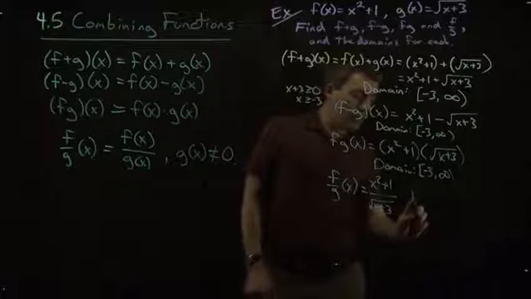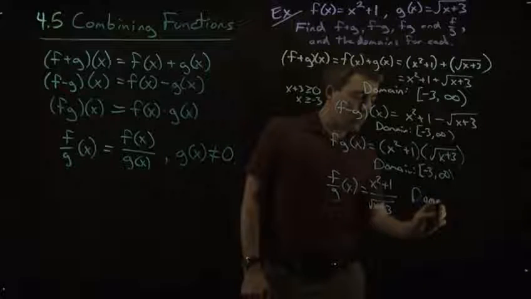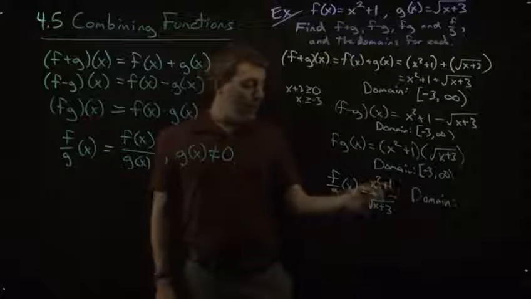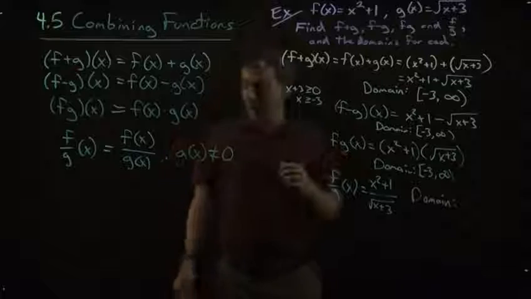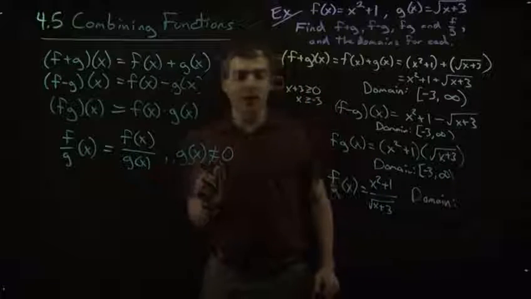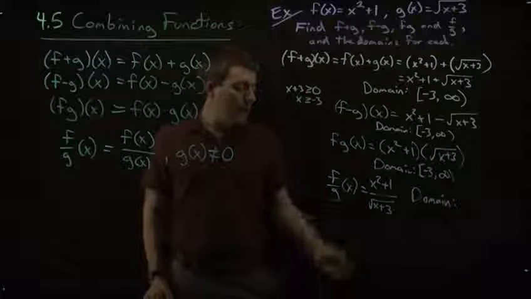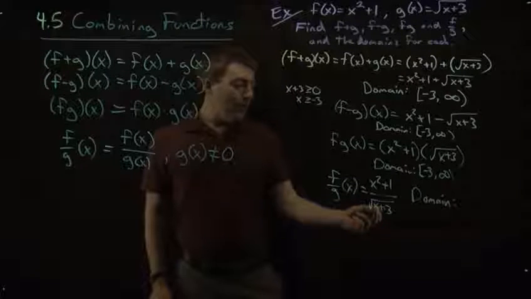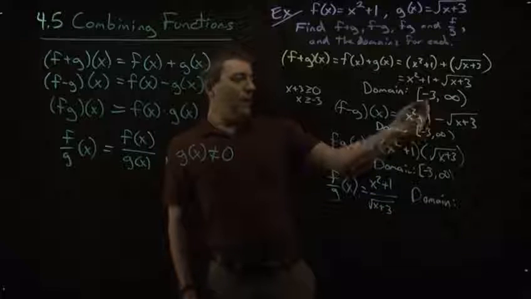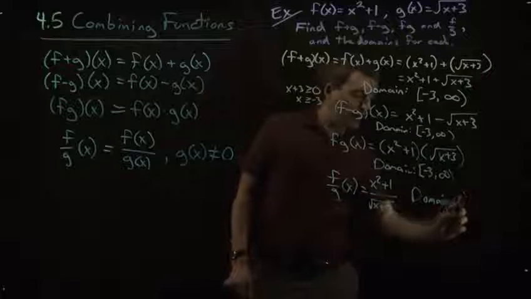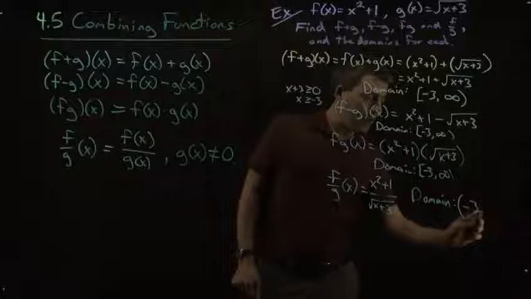Now here the domain is going to be different. We have to start off with all the numbers that can be plugged into f and g, and then include or exclude any x value that causes the denominator to be 0. So we can see that negative 3 makes the denominator 0. So whereas it's included in all of these domains, we'll have to exclude it for this. So we'll do parentheses, negative 3 to infinity.